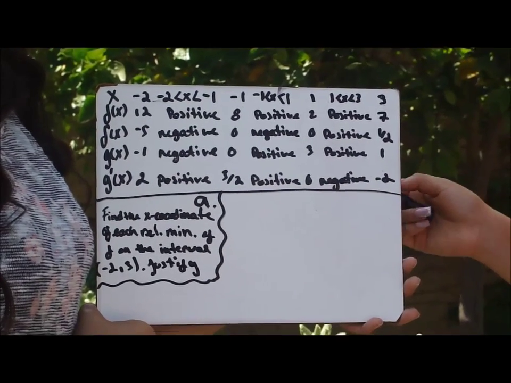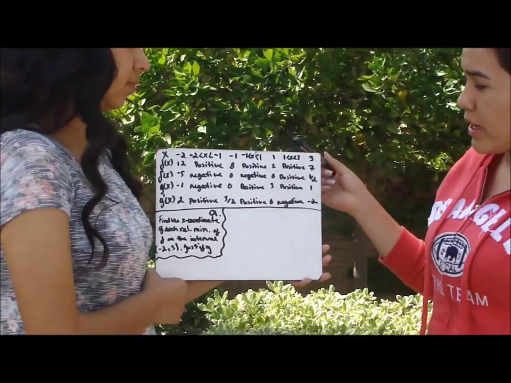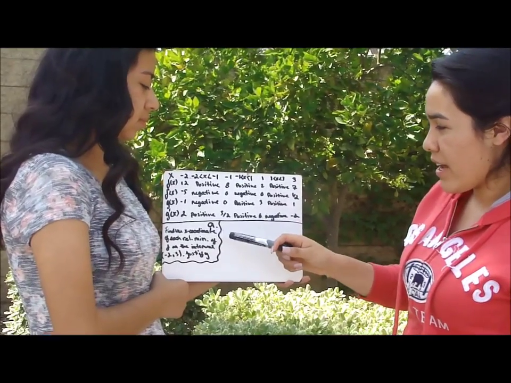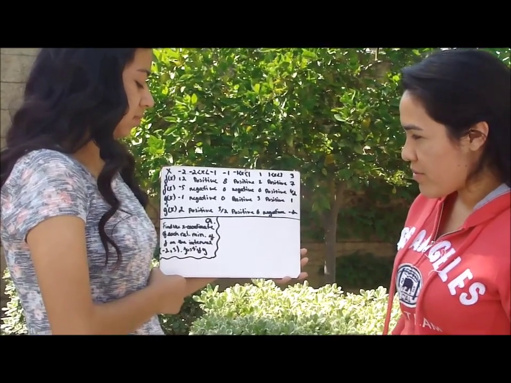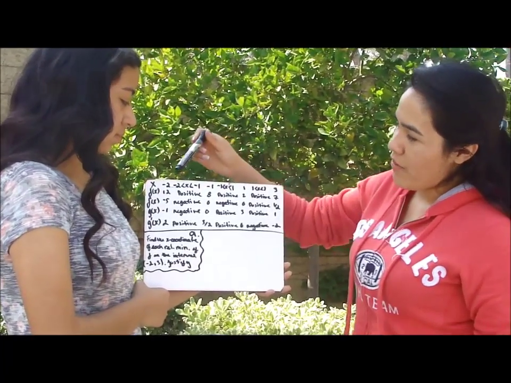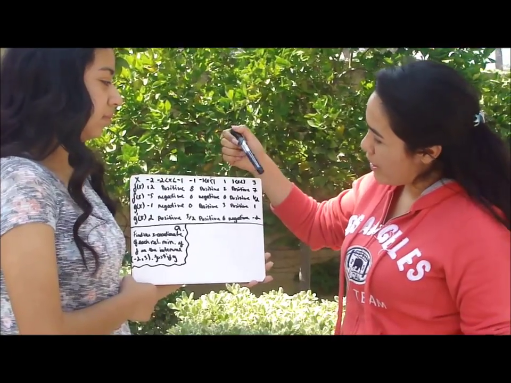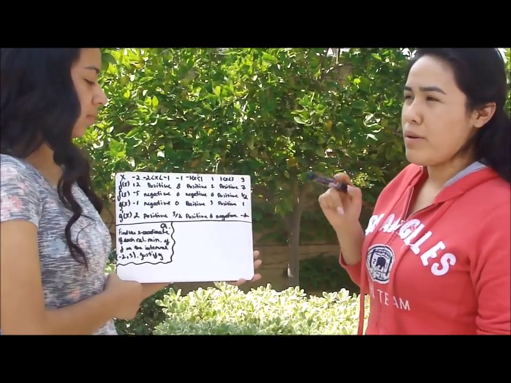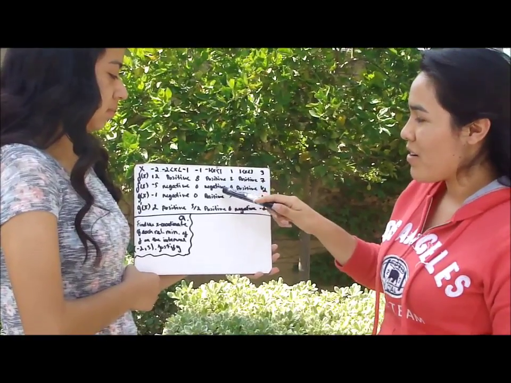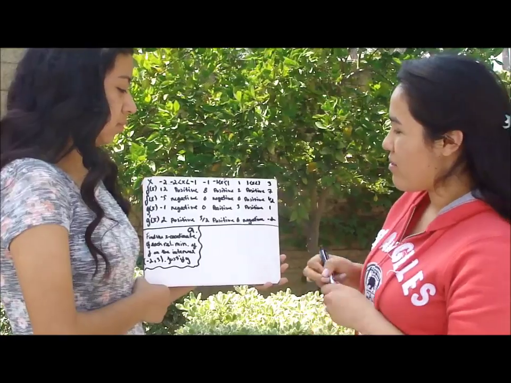Above we have the table of f of x, g of x, and their derivatives in the interval from -2 to 3 and their slopes, positive and negative slope. For question A, we find the x coordinate of each relative min of f on the interval from -2 to 3. Our graph of f is showing above from -2 to 3. We have to find where the relative min is. A relative min is where the slope goes from negative to positive. So we look at their slopes from negative to positive, which is the x coordinate.